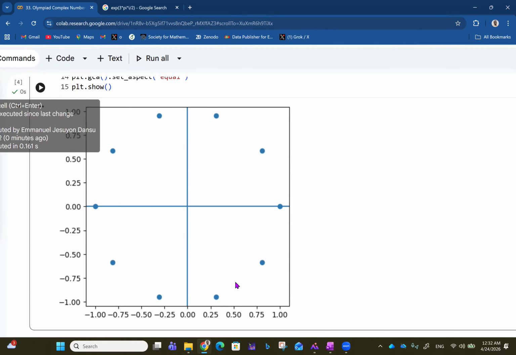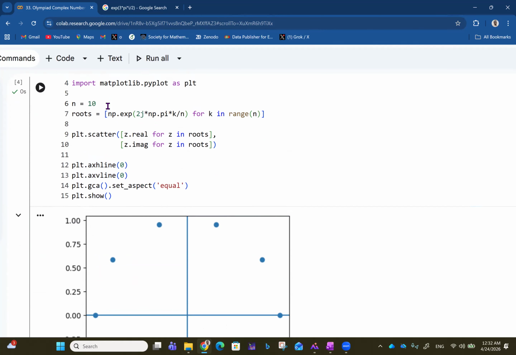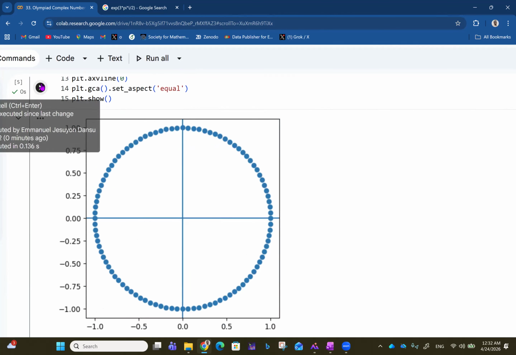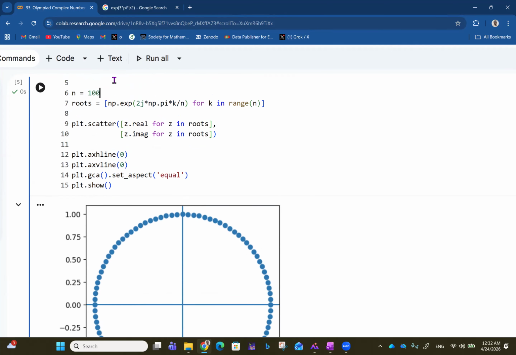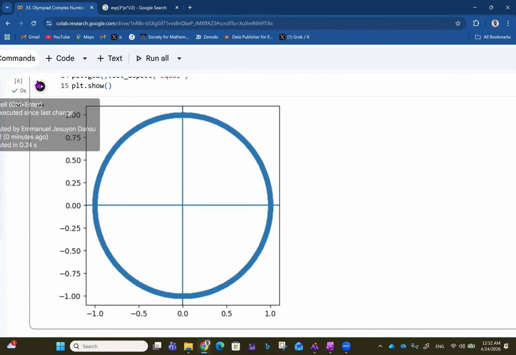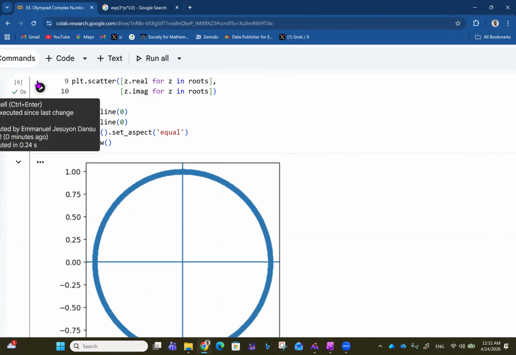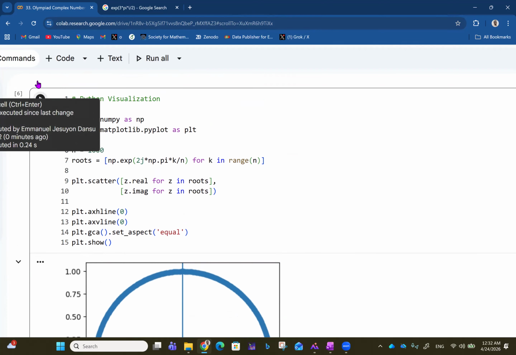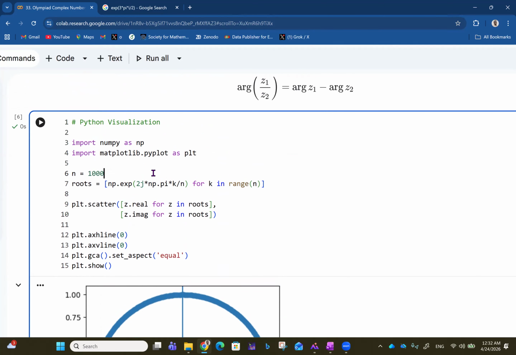So you see the solution. Now it's beginning to form beautiful stuff like this. Let me do 100 even. So it now becomes like a ring. Oh, this is coming out cool. So you can have all that. Even 1000, you can find it. So the code makes it pretty cool now. The more points you get, the more it forms like a circle.